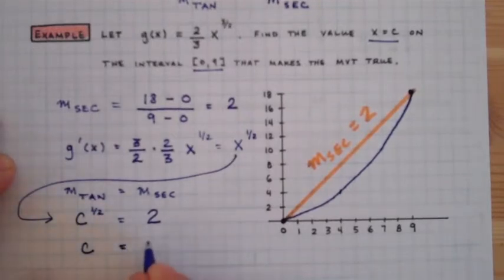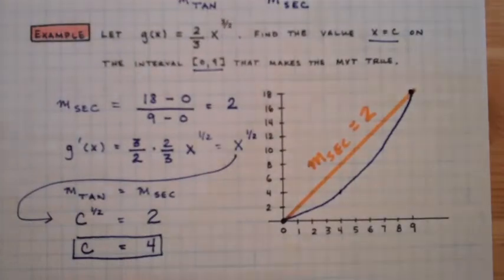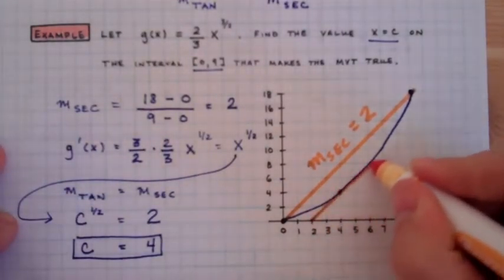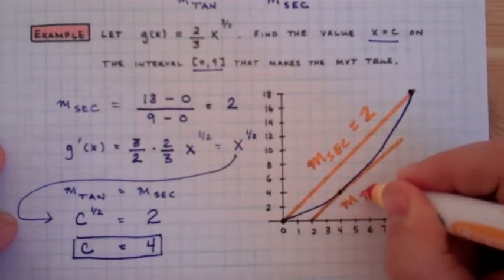c must be equal to 4. There's our 4. Slope of the tangent.